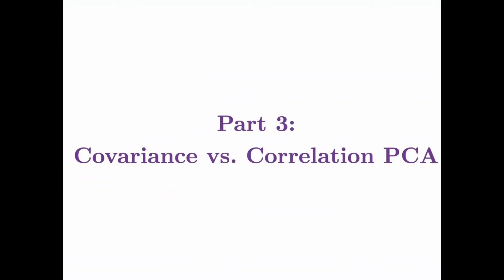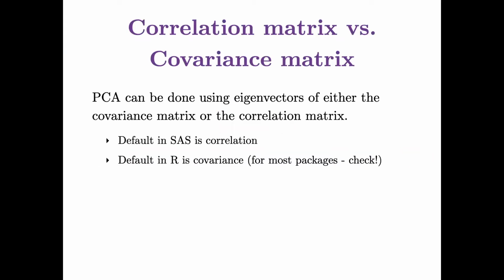So far, I've alluded to this difference between covariance and correlation PCA. Here, we're going to explore it a little bit closer. Principal components can be done using eigenvectors of either the covariance matrix or the correlation matrix. The default in SAS is the correlation. The default in R is the covariance. For most packages, you have to check.